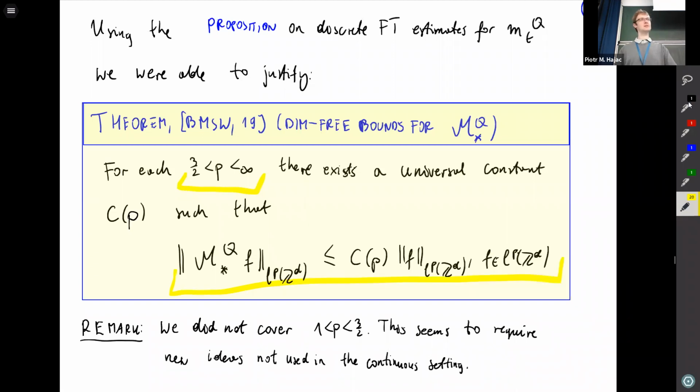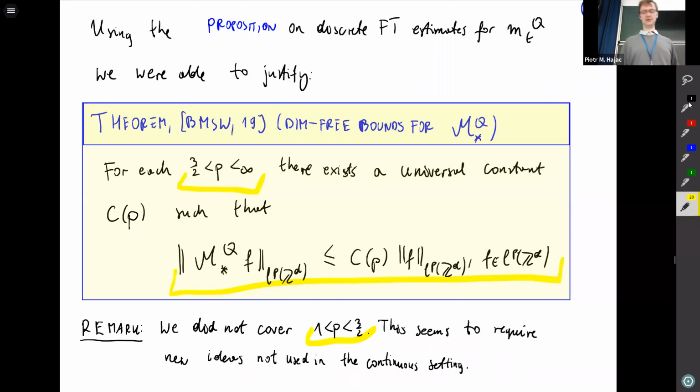And it really is implied just by discrete Fourier transform estimates. So they are really at the heart of the matter here. We are not able to cover p between 1/3/2, and it seems to require new ideas, because Bourgain's proof for the cube also came much later than the general one, namely because there were some new ideas needed. So we couldn't push those ideas from the continuous setting to the discrete setup. Okay, so this is the cube.